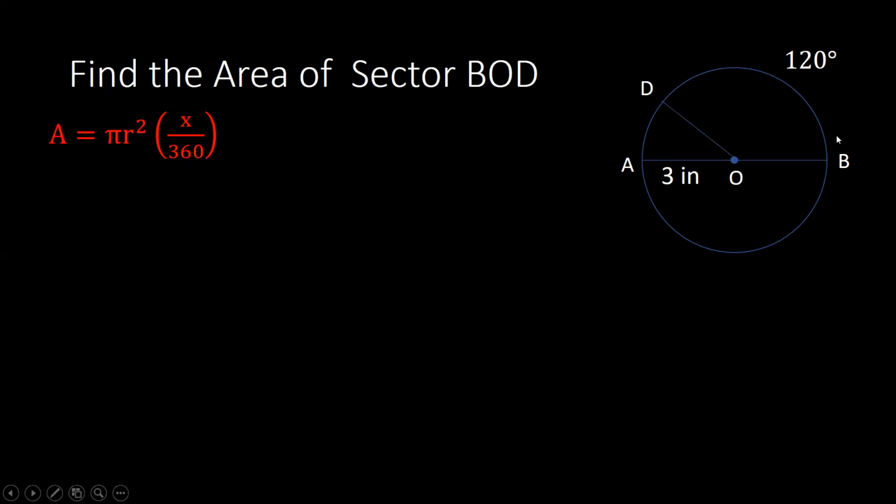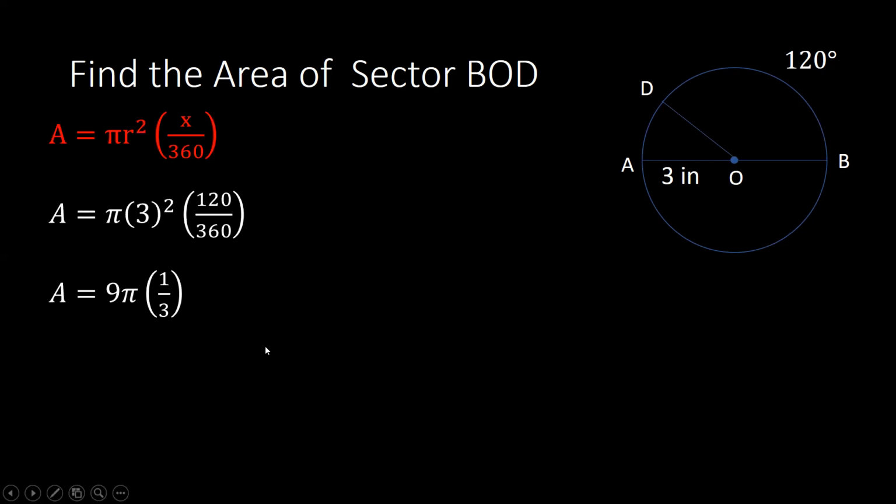So we can plug all those numbers back into this formula, which is pi and r is our radius, 3 inches squared. Then 120 degrees is this sector BOD, where the arc equals the central angle. So 3 squared times 120 over 360. Then 9 pi times 1/3 equals 3 pi. Then you can multiply pi by 3.14, which is 9.42, and make sure you have square inches as a part of the answer.